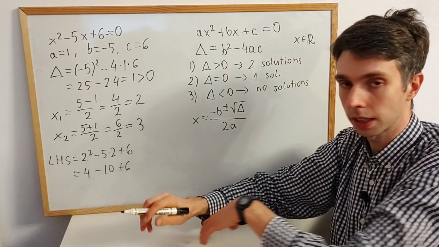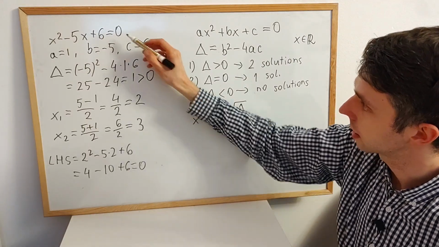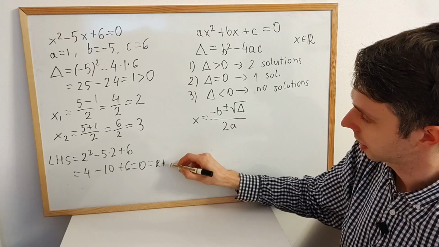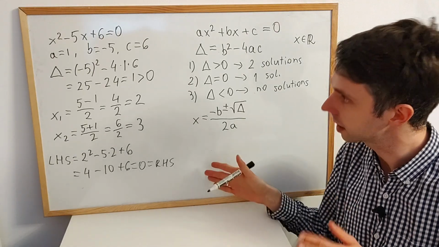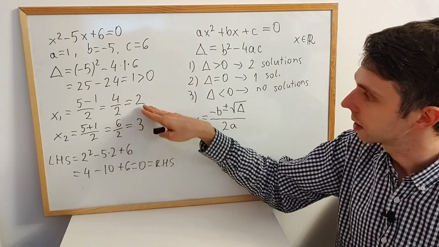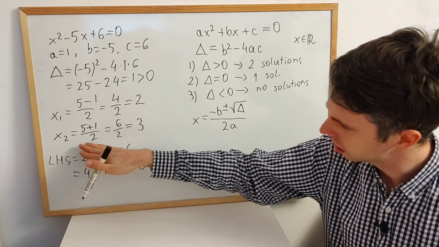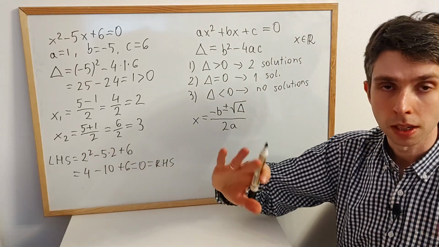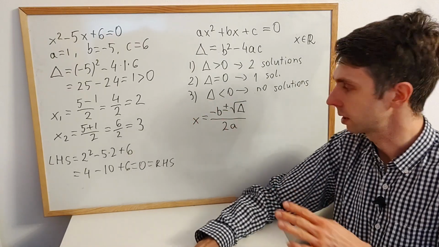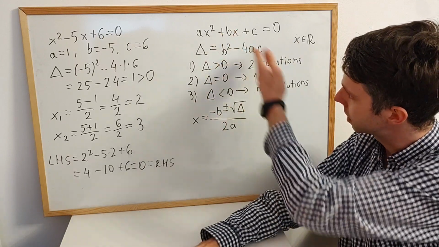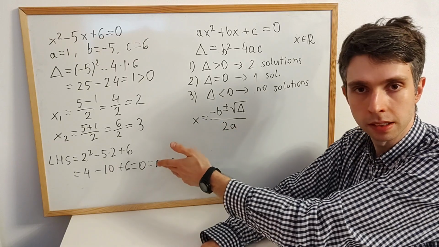And 4 minus 10 is minus 6, plus 6 is 0, and that's exactly the right hand side of the equation. So everything is fine. We have checked that 2 is indeed the solution of this equation. Usually you don't want to do this, but this was just to show you an example that the method, given by just some little algorithm, some formulas, works.